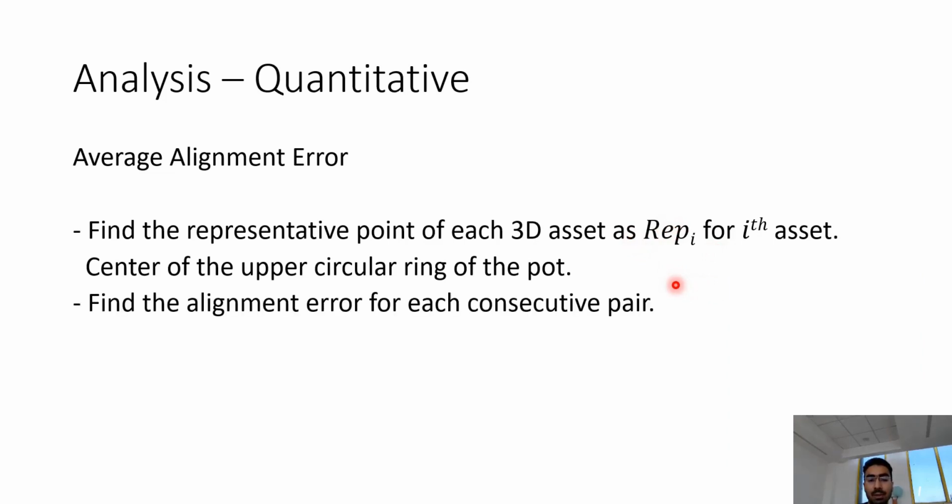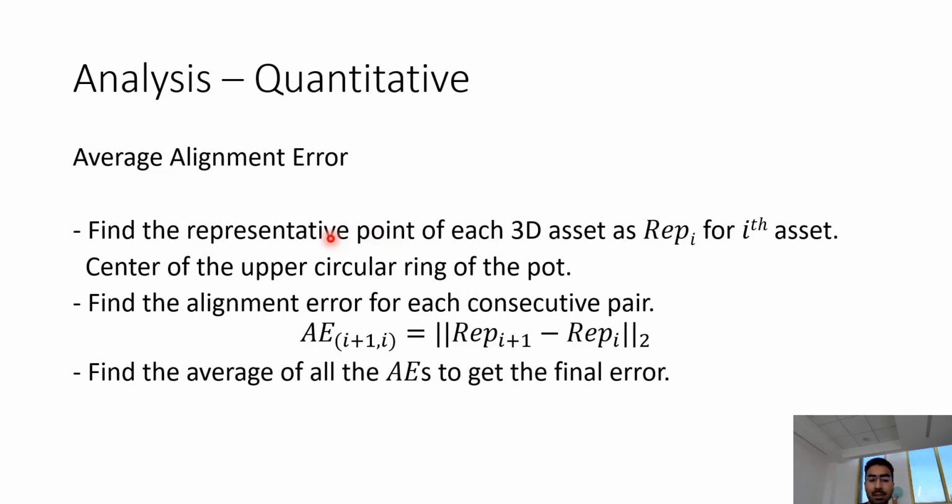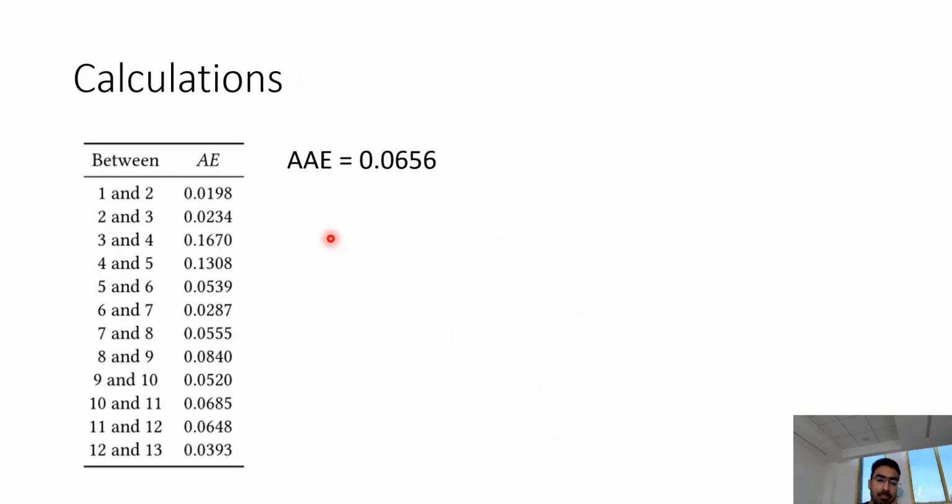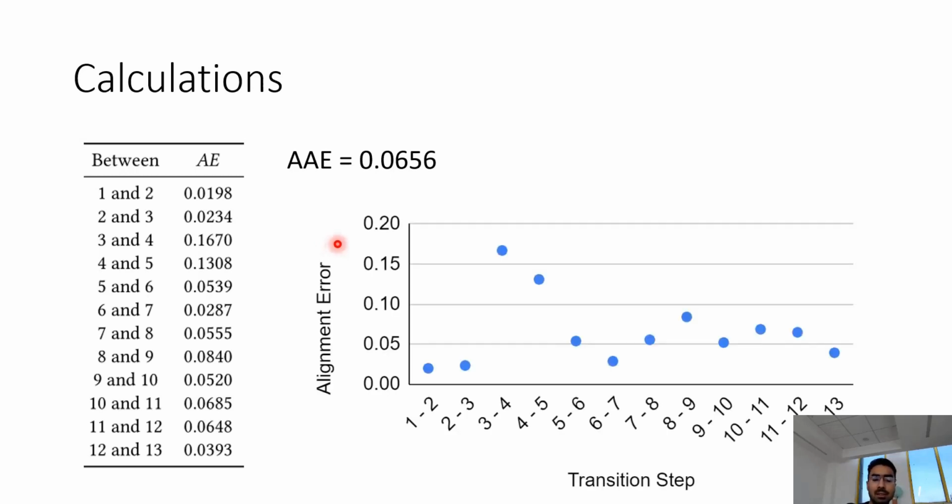Using these points, we find the alignment error between each consecutive pair of transition, which is given by this formula, where this is just the Euclidean distance between the representative points. Then we take the average to get the final AAE value. And here are our calculations. And the final AAE value for our case was 0.0656. Now, lower this value, the better the alignment.